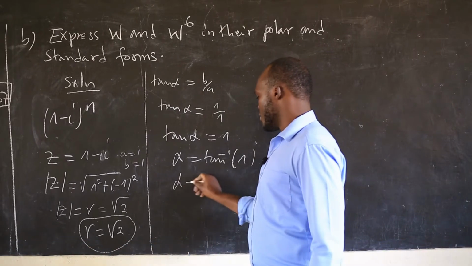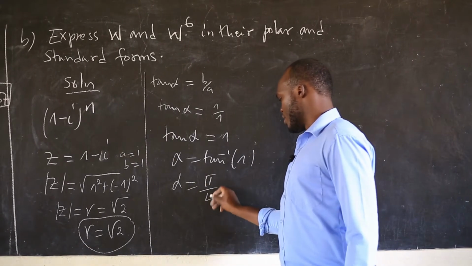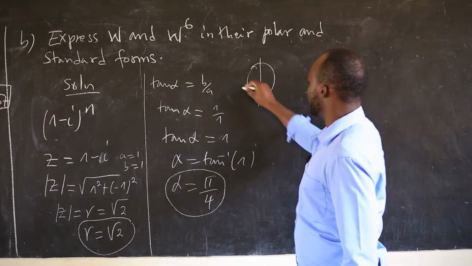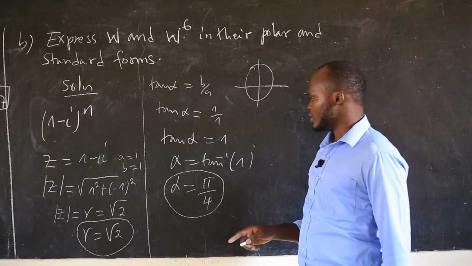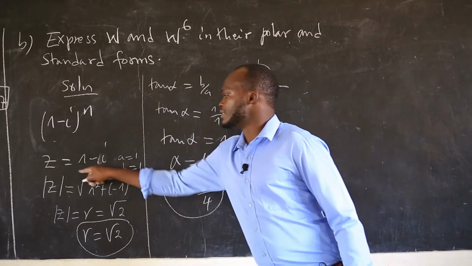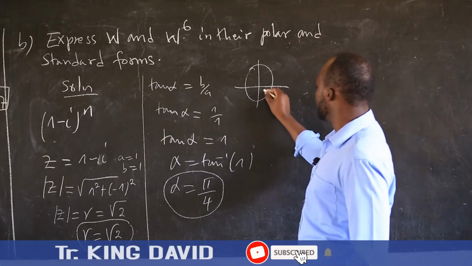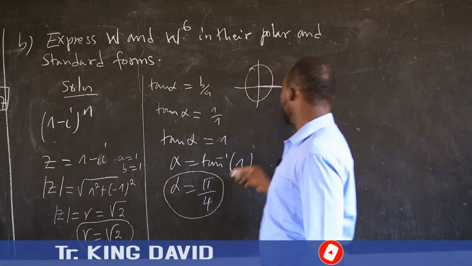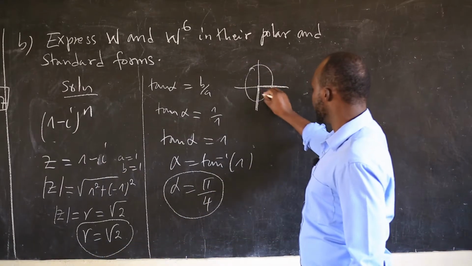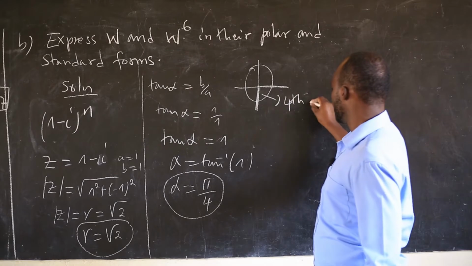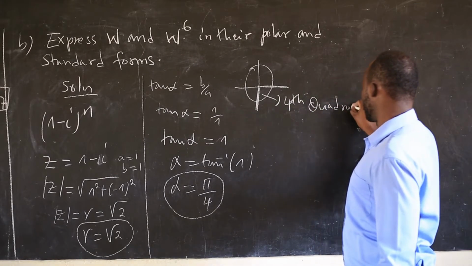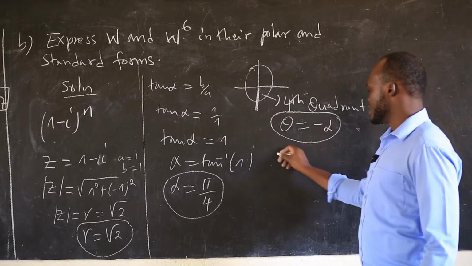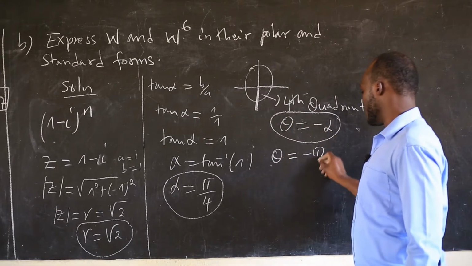So now alpha will be pi over 4, because tan inverse of 1 is pi over 4. After getting tan alpha, we're going to see which quadrant z equals 1 minus i is in. Here a, on the x-axis, is positive, but b, on the y-axis, is negative. So it is in the fourth quadrant, and in the fourth quadrant the angle equals negative alpha, which means our argument will be equal to negative pi over 4.